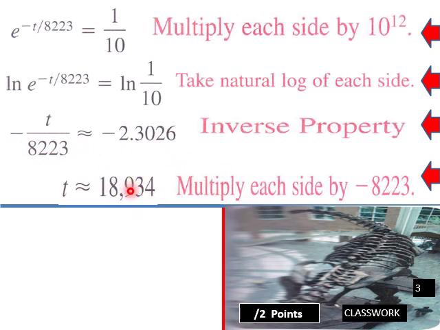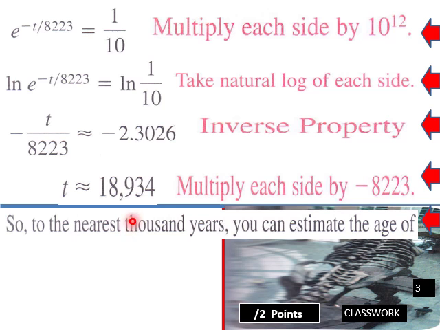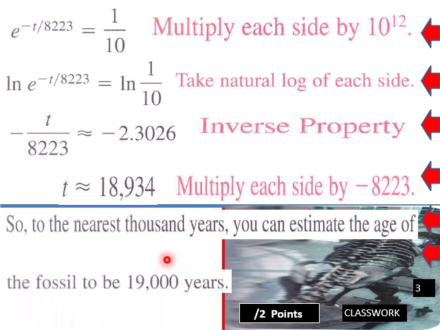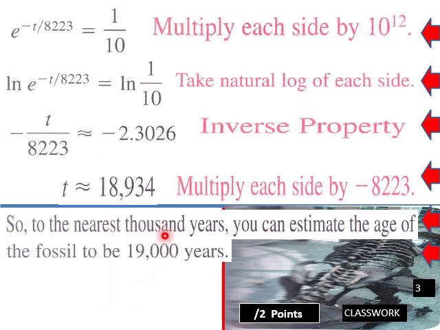So that would be our years using that amount of carbon-14. And once you find the amount of carbon-14, it's pretty simple. To the nearest 1,000 years, you can estimate the age to be about 19,000 years for that fossil.